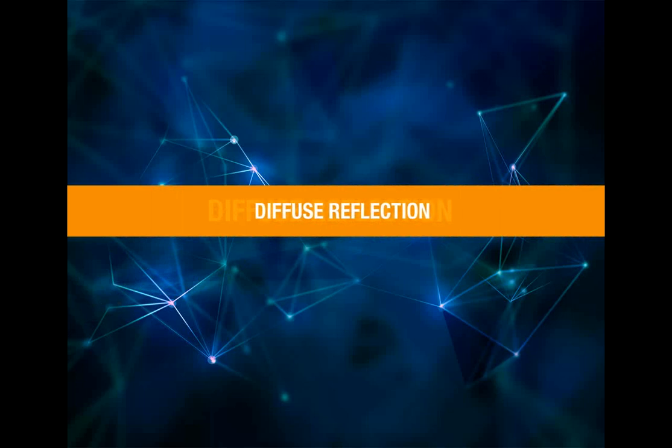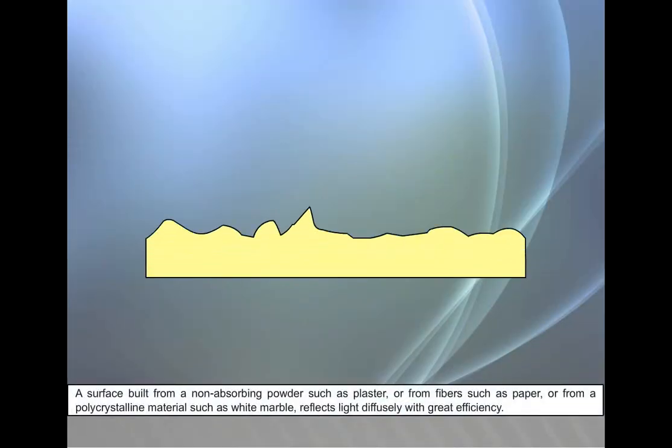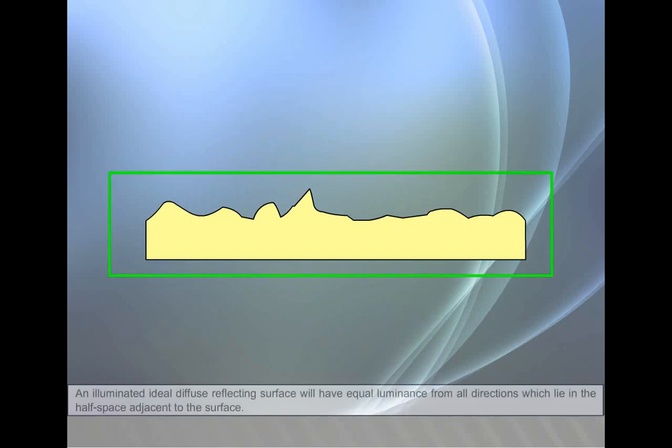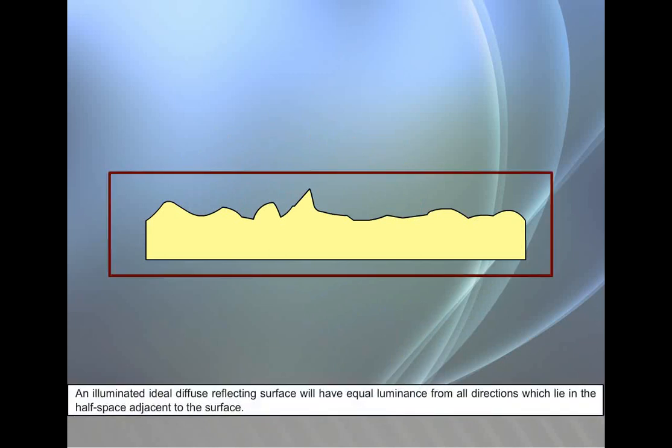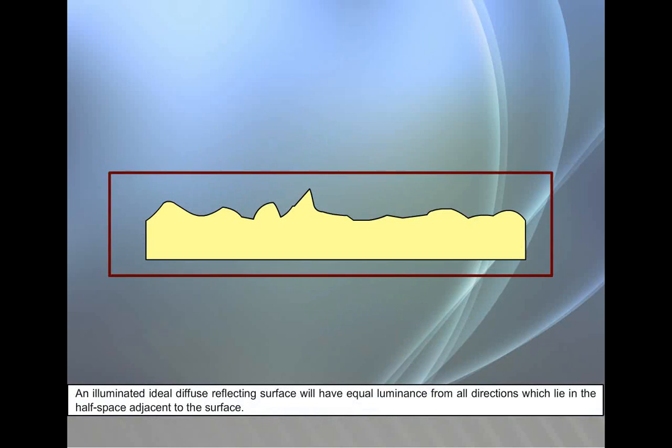Diffuse reflection. In this video, we are going to see about diffuse reflection. A surface built from a non-absorbing powder such as plaster, or from fibers such as paper, or from a polycrystalline material such as white marble, reflects light diffusely with great efficiency. An illuminated ideal diffuse reflecting surface will have equal luminance from all directions which lie in the half space adjacent to the surface.